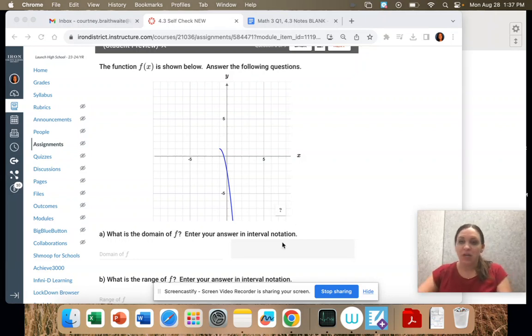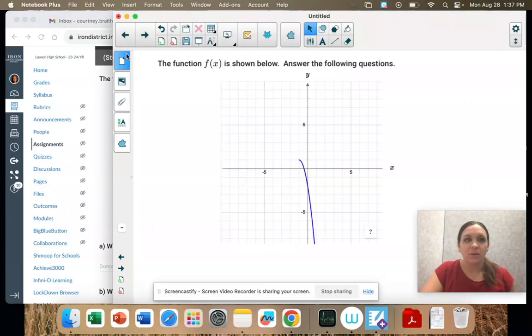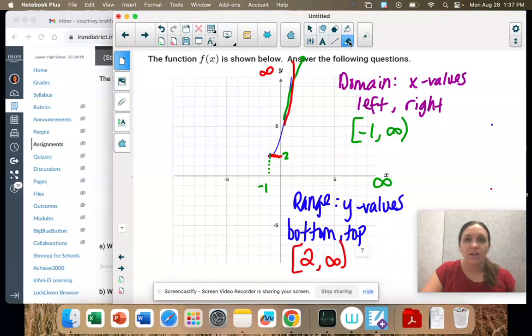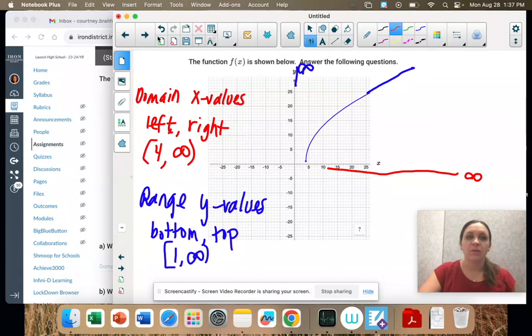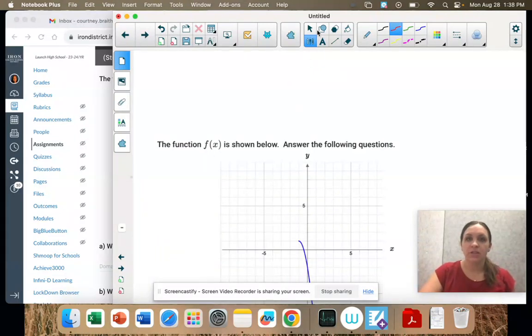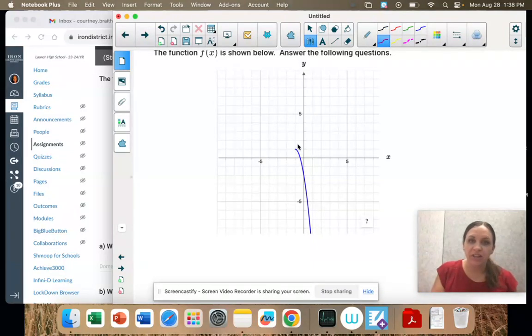Okay, number 6, we have a graph, and I want you to notice the difference between this question and the last one. On our last one, we had a closed point, a point on the graph. This one that we're on now, there's no point. It's just the end of a line. So we treat this like there's really an open circle right here, and that means that point is not included in our domain and range.